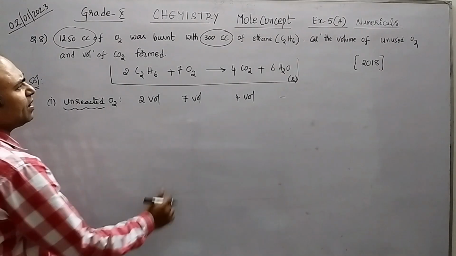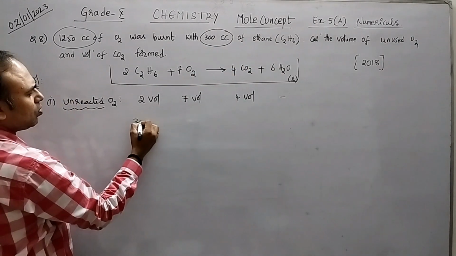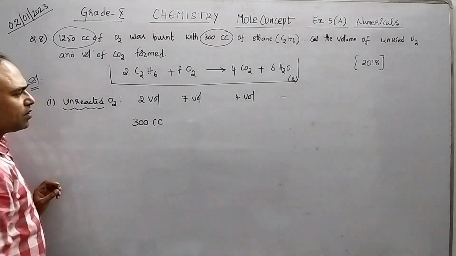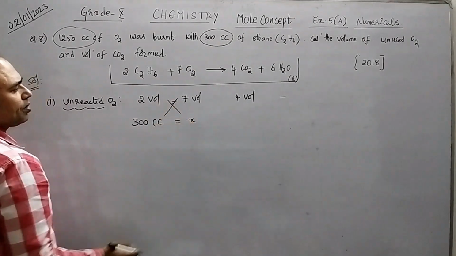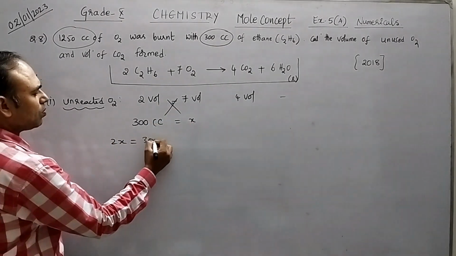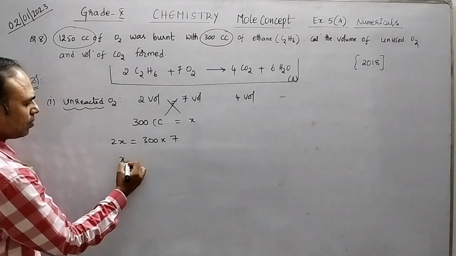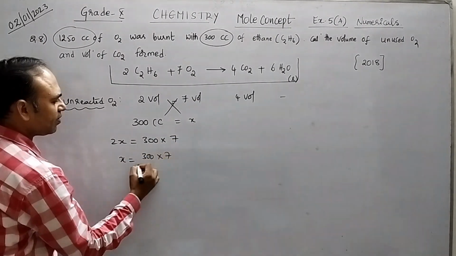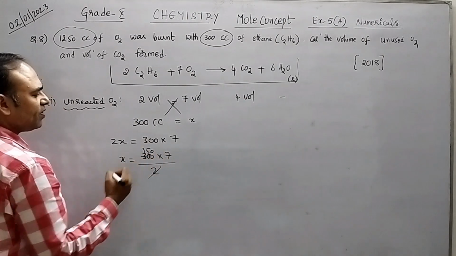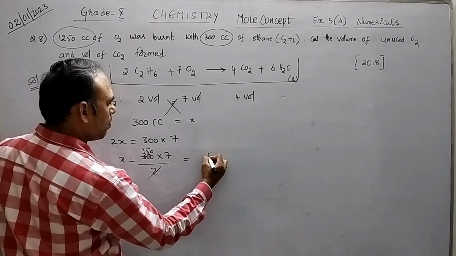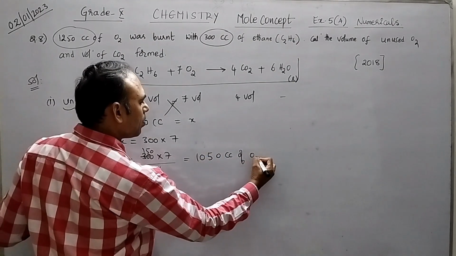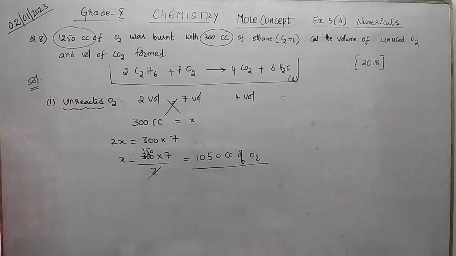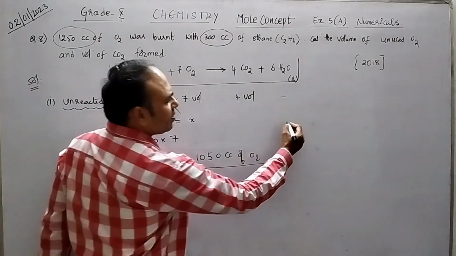So what is given here? 300 cc of ethane. So 300 cubic centimeter of ethane. Therefore, how much oxygen is required? First let us calculate. 2x is equal to 300 into 7. Therefore x is equal to 300 into 7 by 2. So we get 1050 cc of oxygen. So we need 1050 cubic centimeter. So how much is given? 1250.